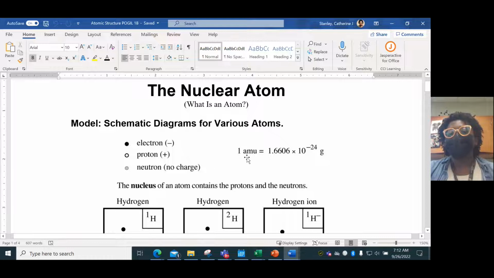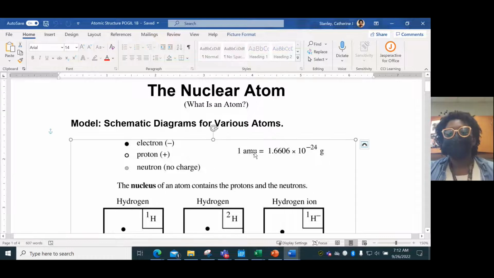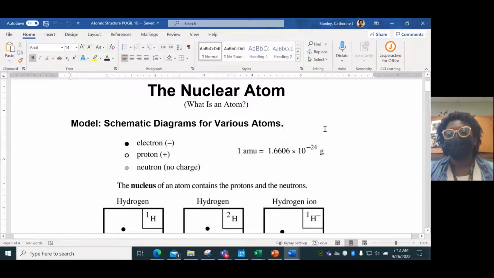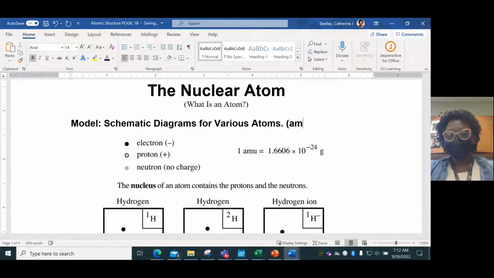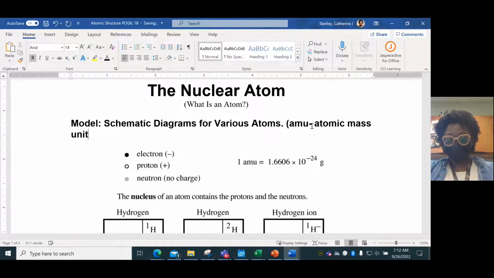We also know that 1 AMU, we don't really know what that means right now, but I'm going to let you know. If you want to make a little note over here, an AMU is an atomic mass unit.